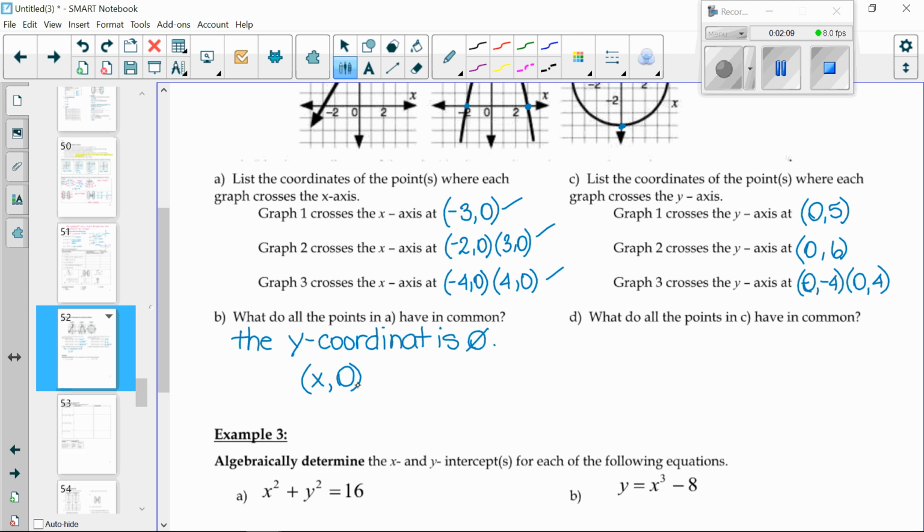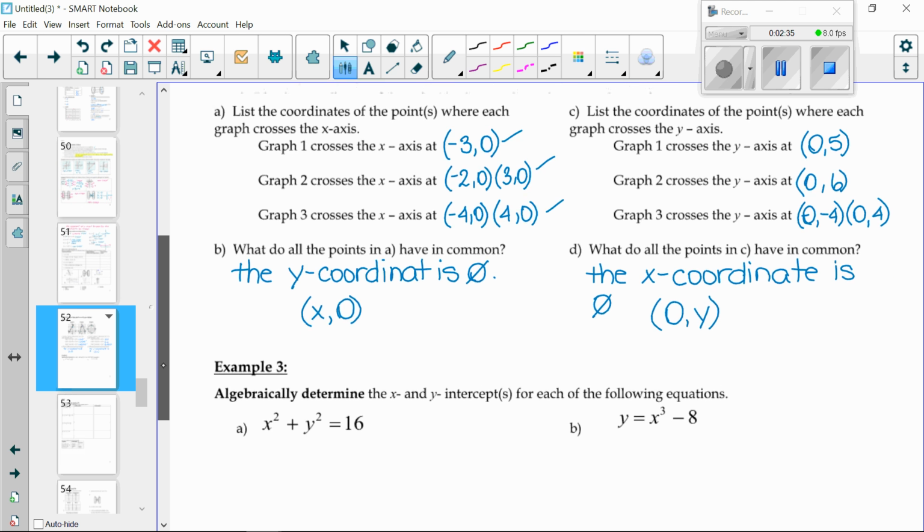What do all the points in C have in common? Okay, so in C, the x coordinate is 0. So all of our points are going to be written as 0 and y. Okay, so this is really important to remember.